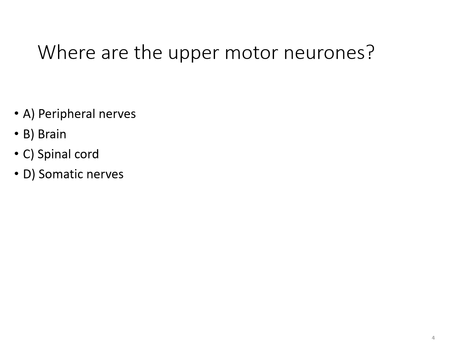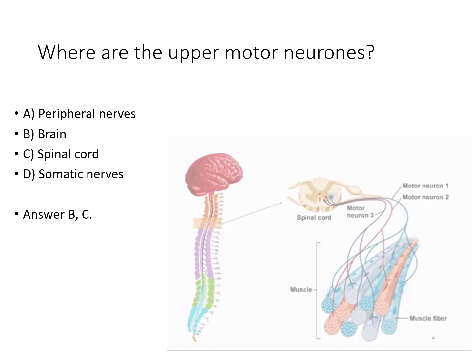A somatic nerve is something that is under voluntary control. You somatically get up and move about. You somatically drink a cup of tea. Everything that's under voluntary control is somatic. So your upper motor neurons, where are they? Upper motor neurons are your brain and spinal cord.